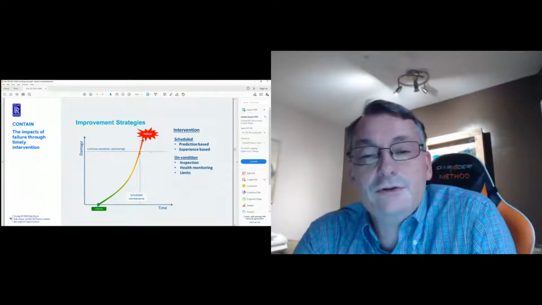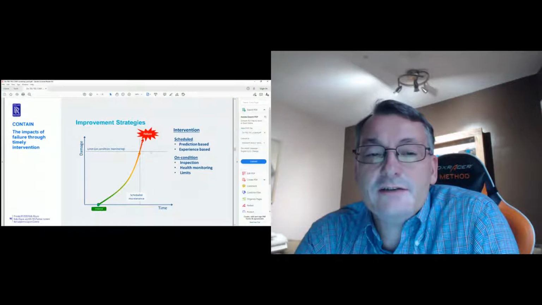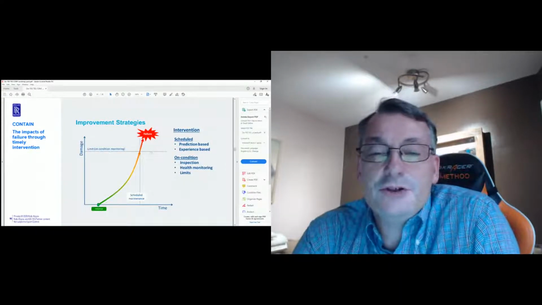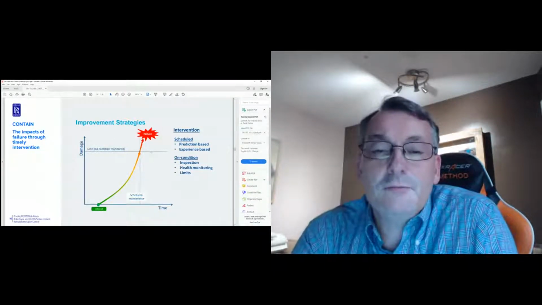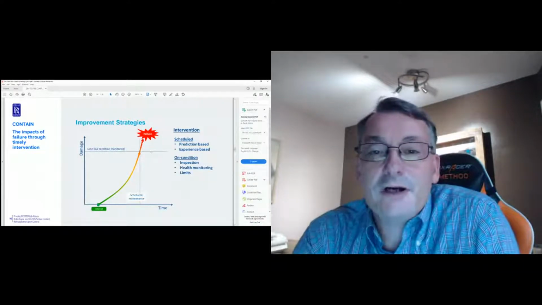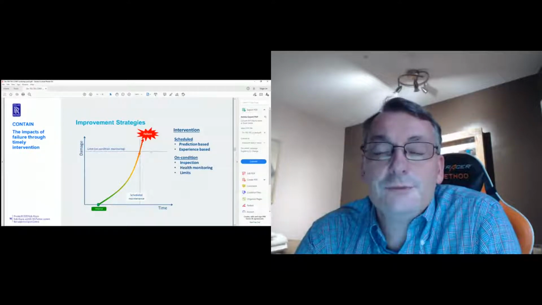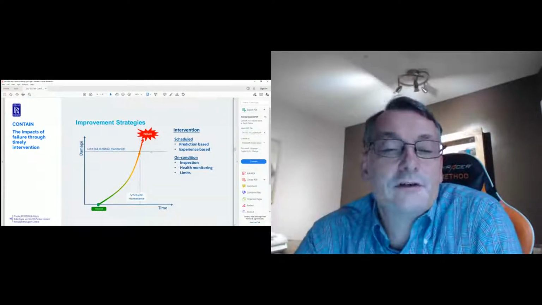You then get into the contain activity, which is catching it before the point of failure, and there are two basic methods of doing that. One is a timed method. You schedule some kind of maintenance intervention based on your belief and understanding of how things degrade, and try to time that so that it uses as much life as possible, but prevents any failures occurring, or prevents an unacceptable quantity of failures occurring.